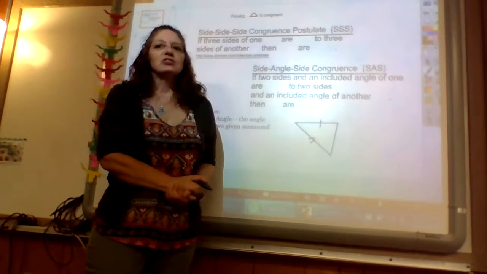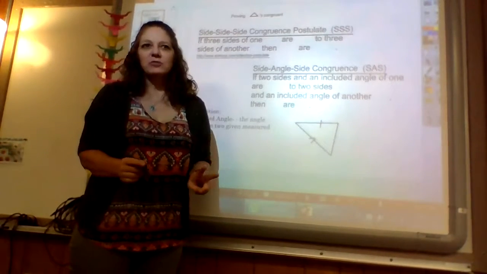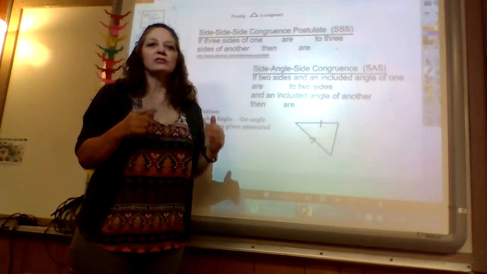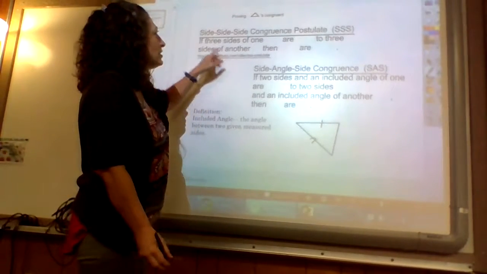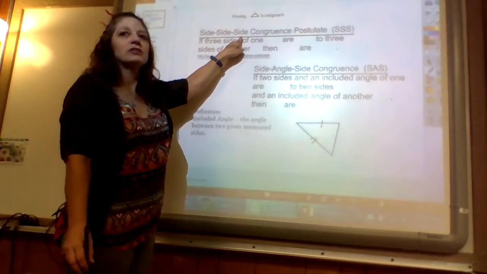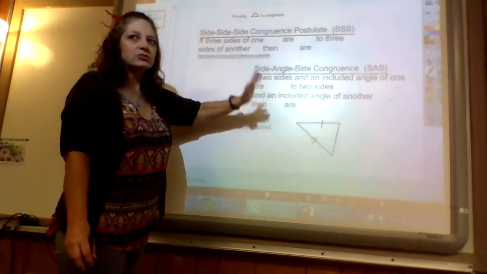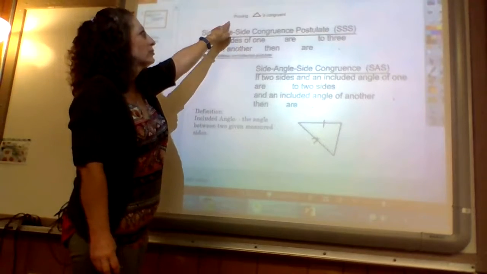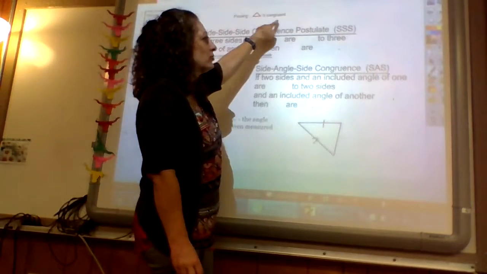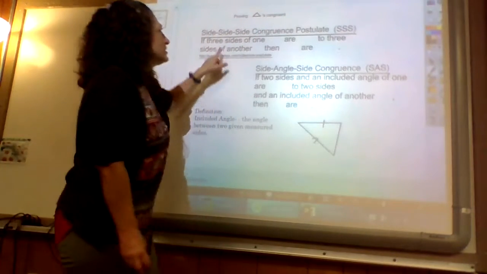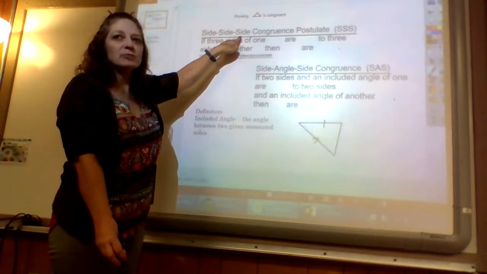Okay, with the sticks, we just discovered 2 ways to prove triangles congruent without having all 6 parts congruent. One of those ways is by using the 3 congruent sides of a triangle. There are 4 ways that we're going to get over the next 2 days to prove that triangles are congruent. So really tiny if you're proving triangles congruent. One of those ways is called the side-side congruence postulate.